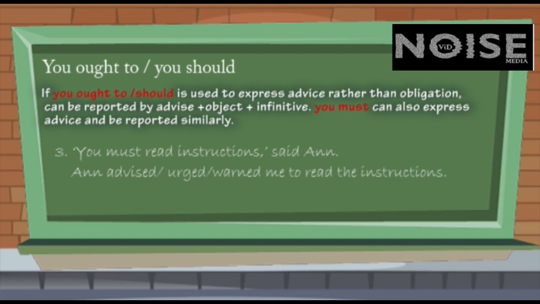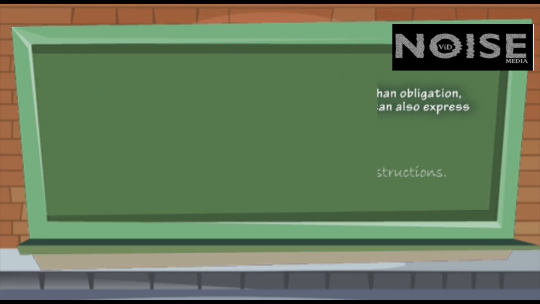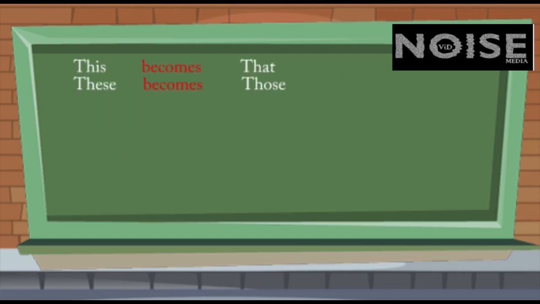Third, "You must read the instructions," Anne said. And the same thing: advised, urged or wanted me to read the instructions. Now the use of this and these. This used in time expressions usually becomes that.